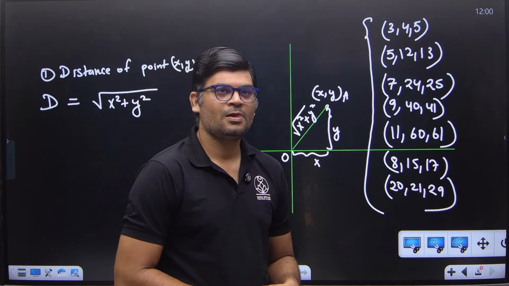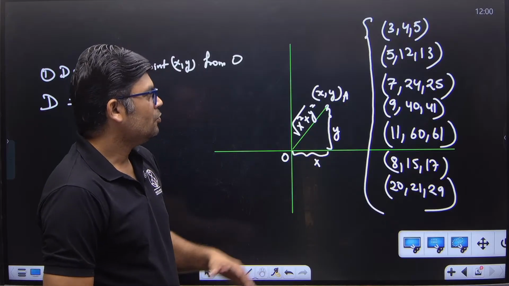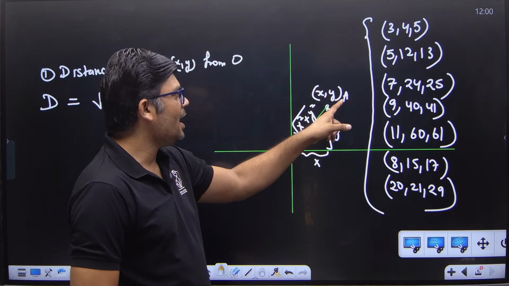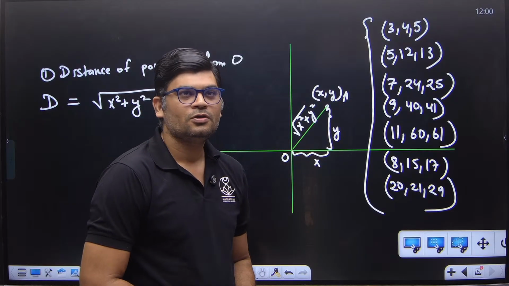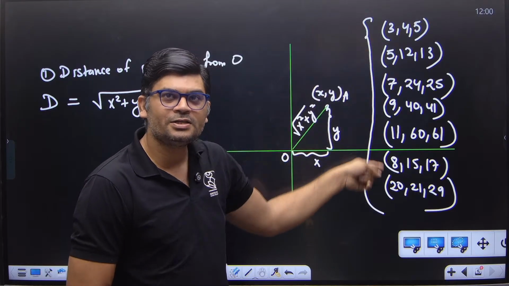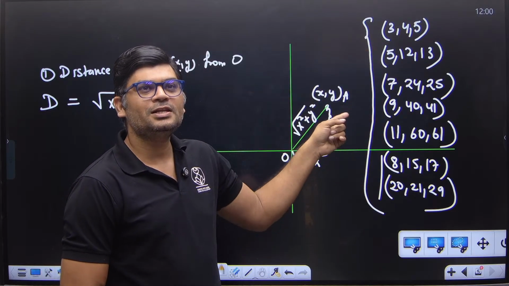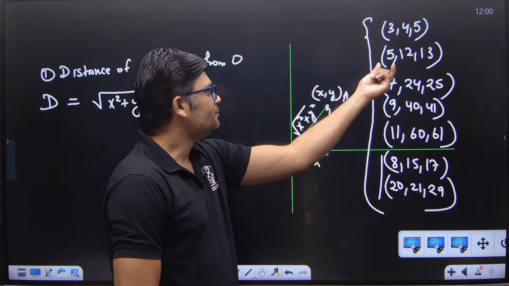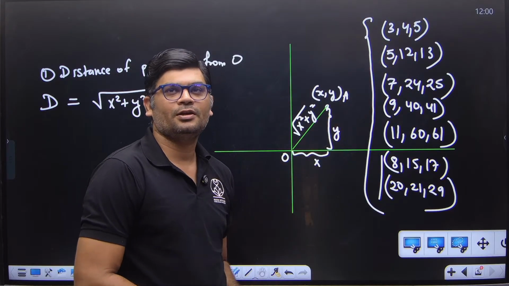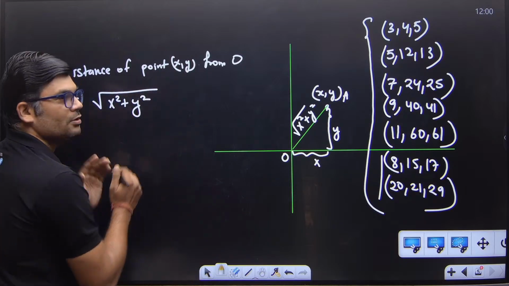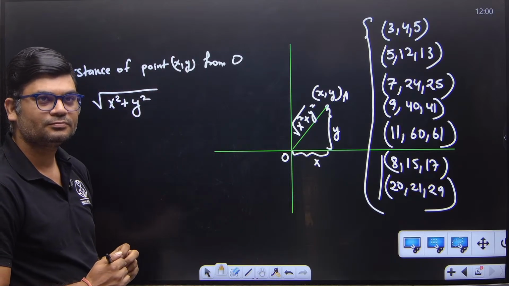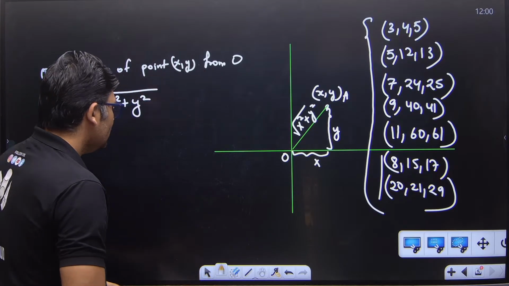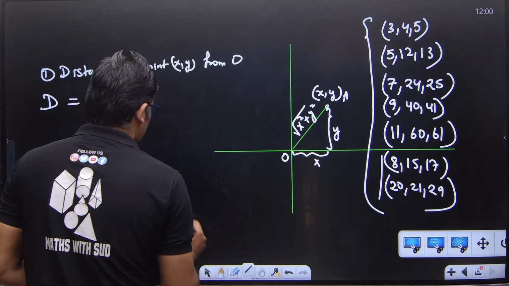So now, sometimes you may see that x and y are 3 and 4. Using the Pythagoras triplets, you can easily find the distance is 5. If it is 5 and 12, the distance is 13. Are you getting this? Written down? Now moving on to the next formula.